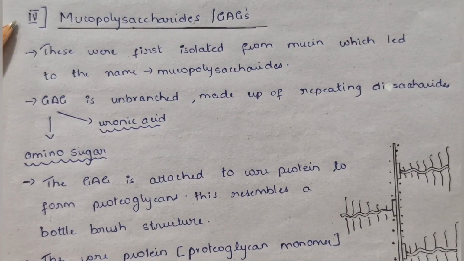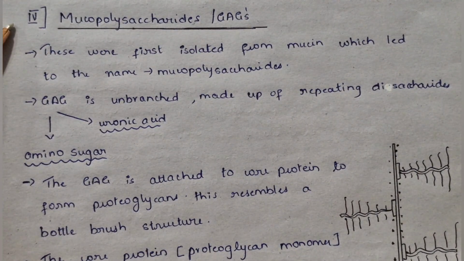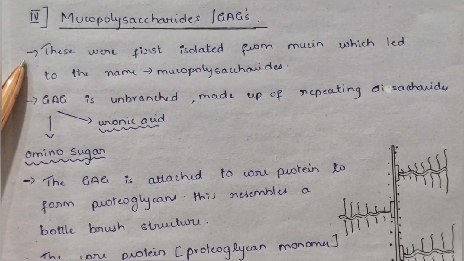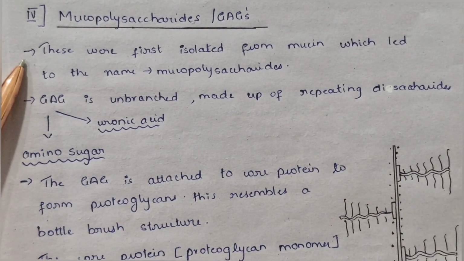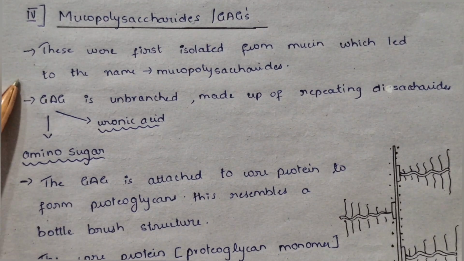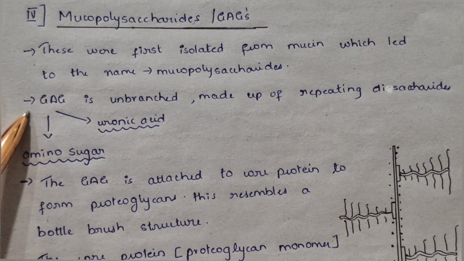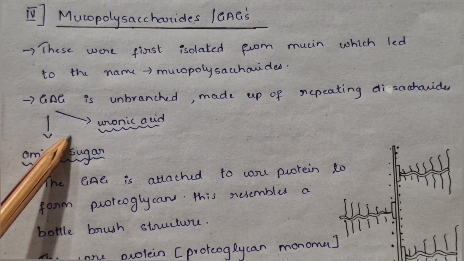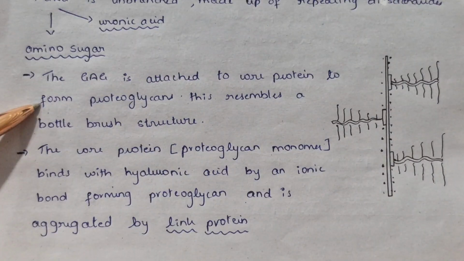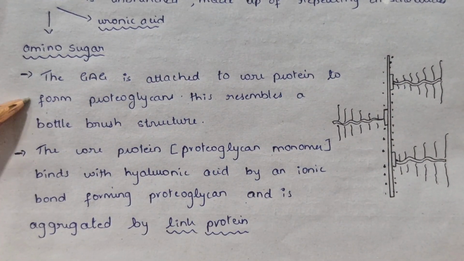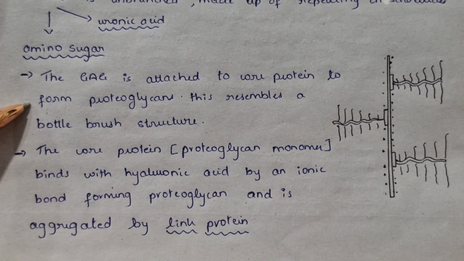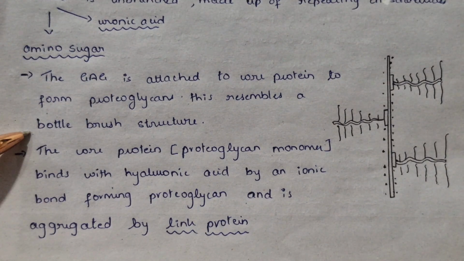The fourth one is mucopolysaccharides, also called GAGs. These were first isolated from mucin, which led to the name mucopolysaccharides. GAG is unbranched, made up of repeating disaccharides. GAG comprises amino sugar and uronic acid. The GAG is attached to a core protein to form proteoglycans. This resembles a bottle brush structure.